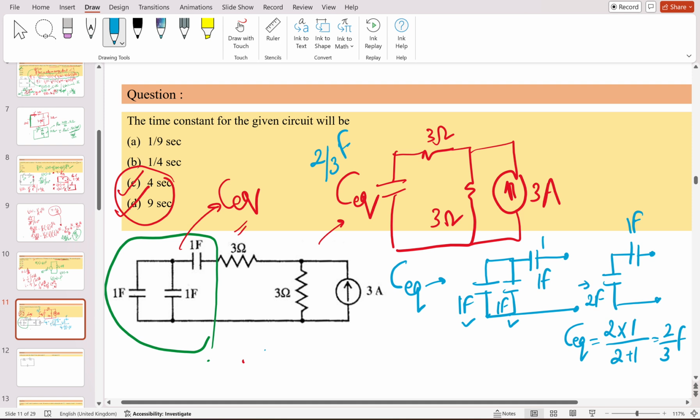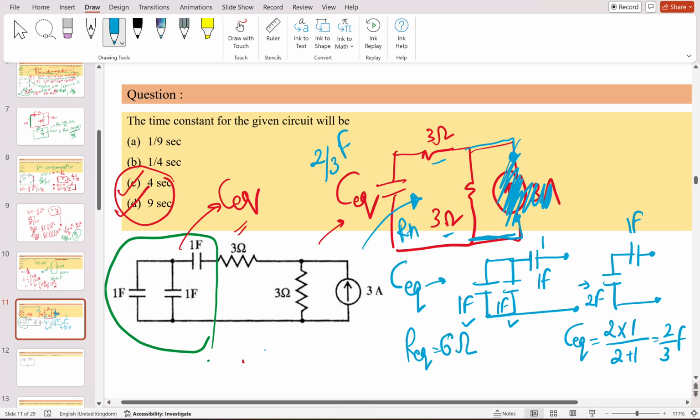Now the important point is how to find out the value of RTH. I have already told, if there is a current source, you will open circuit it. If you open circuit it, this circuit will not come into the picture, and you will find out from here that RTH, this 3 ohm will come in series, that is simply 6 ohm. So the R equivalent will come out to be 6 ohm.